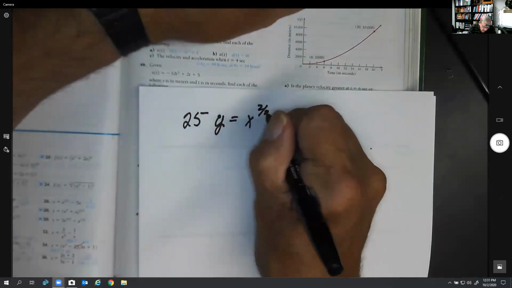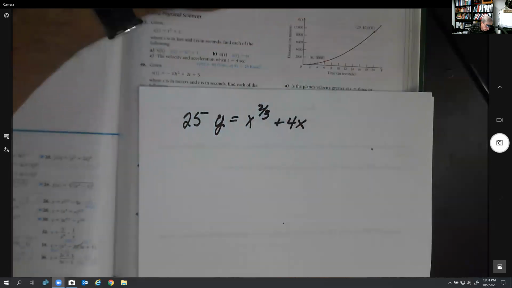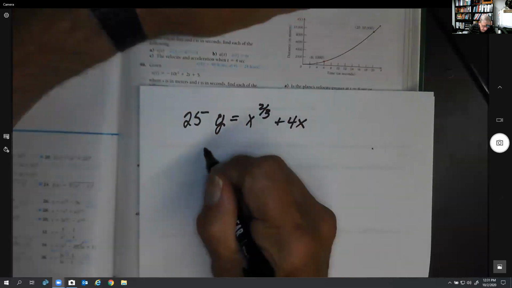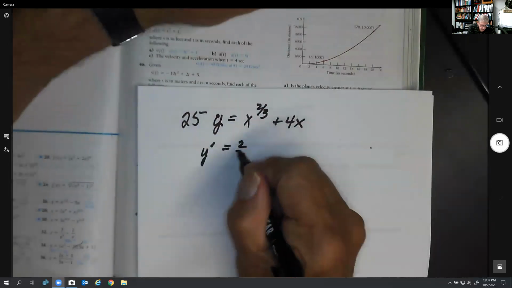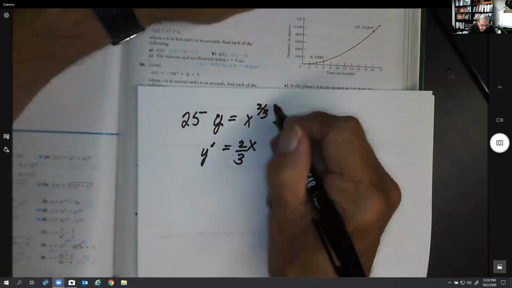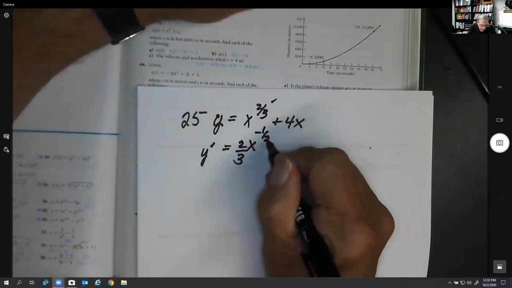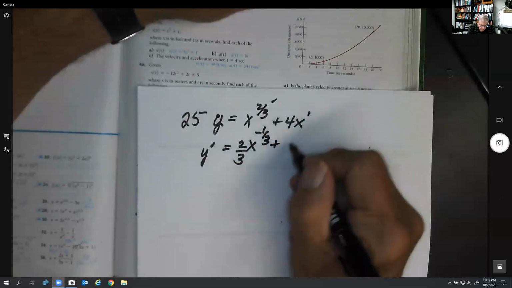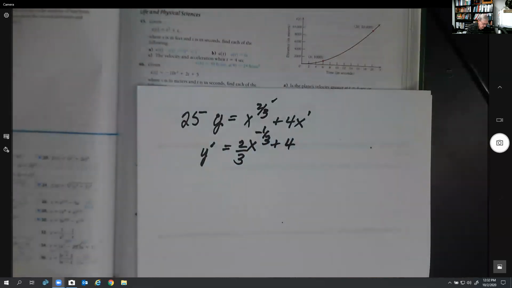So this is really in a pretty good form to start off with. I want to take the first derivative. So this is just 2/3 x to the negative 1/3 plus 1 times 4 is 4, x to the 0. Okay, so not too much we can do to this, I think.